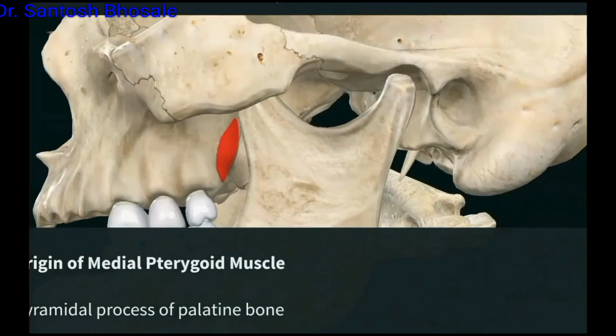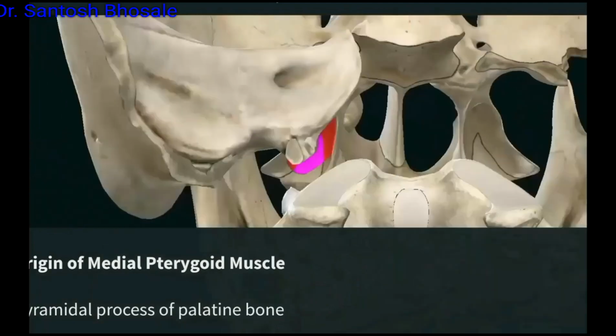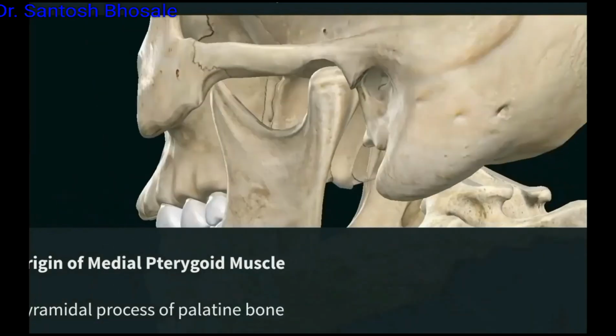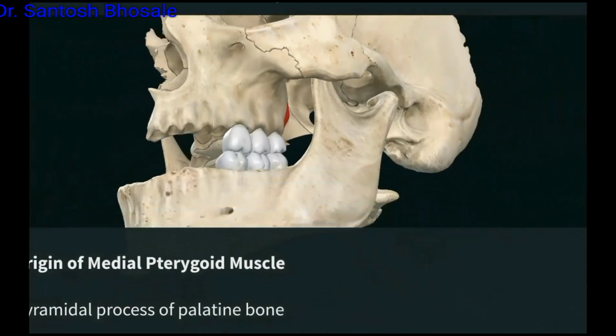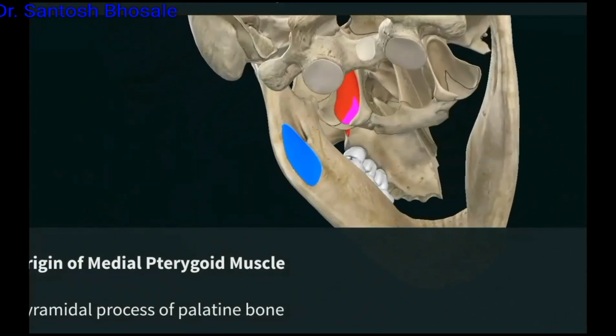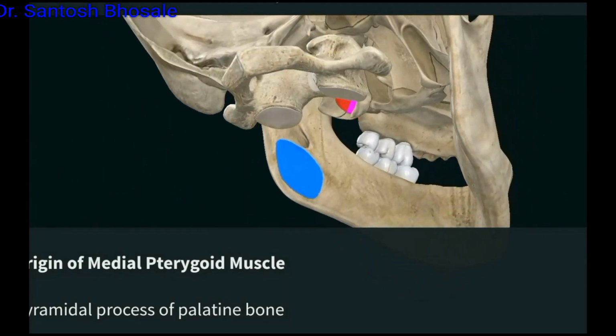Now you can see the bony landmarks of origin. You can see the maxillary tuberosity here, the posterior surface of the body of the maxilla, and here you can see the medial surface of the lateral pterygoid plate. And when you turn the mandible here, you can see the insertion, the blue colored area. There is the insertion of the medial pterygoid muscle.